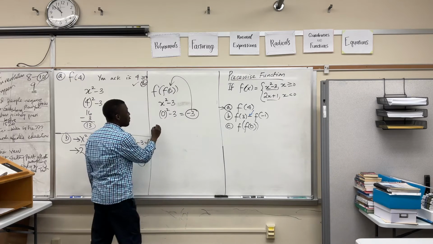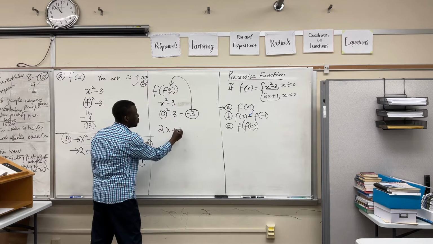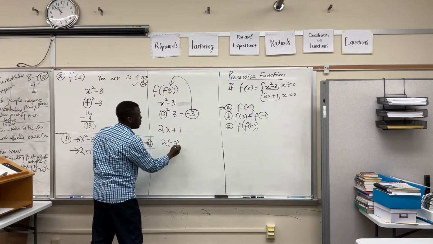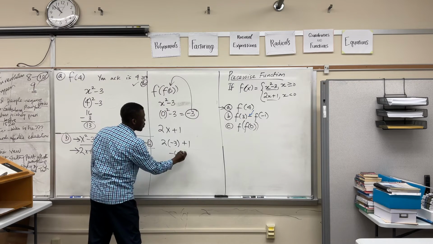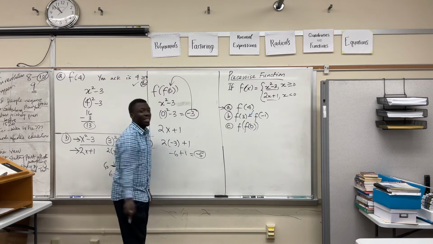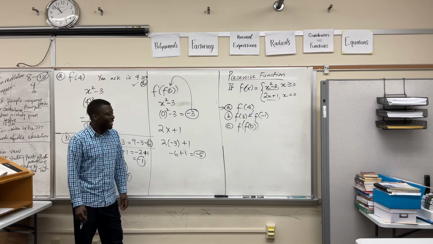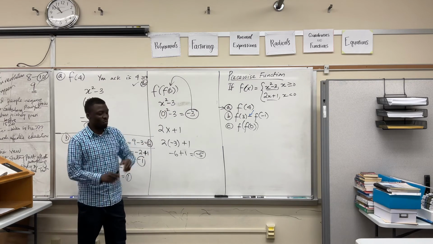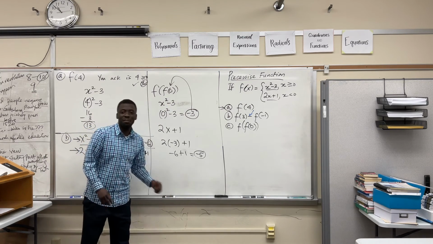So then the second part of this problem is actually to use this, which becomes minus 6 plus 1, which is minus 5. That was a beautiful problem. I think it makes sense that we use piecewise functions like that. So, thank you.